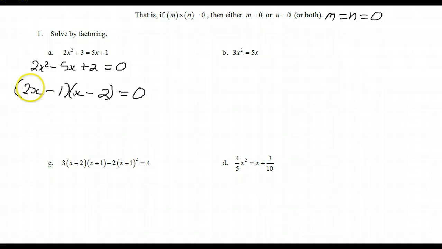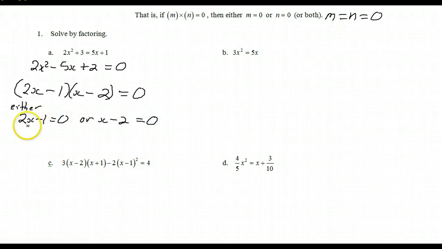It's guess and check, so we guessed. It's now time to check. 2x squared minus 4x minus 1x is minus 5x plus 2. So we're good. Now the zero product property says either 2x minus 1 is equal to 0 or x minus 2 is equal to 0.